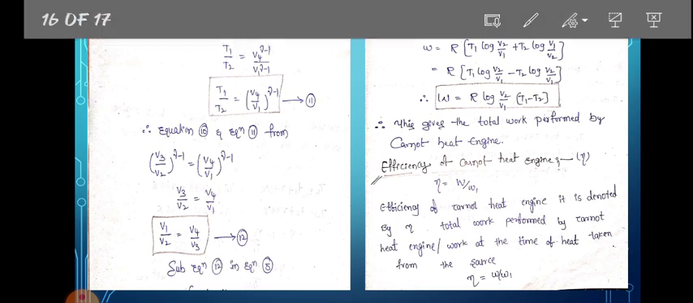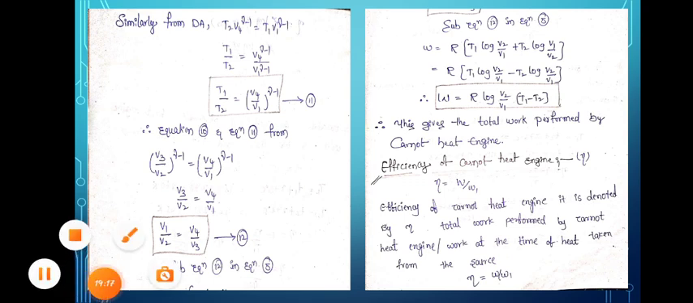So next one, efficiency of a Carnot heat engine. Therefore eta is equal to W by W1. The efficiency of the Carnot heat engine is denoted by eta. It is the total work performed by the Carnot heat engine divided by the total heat taken from the source. So this is the definition of the efficiency of the Carnot heat engine.